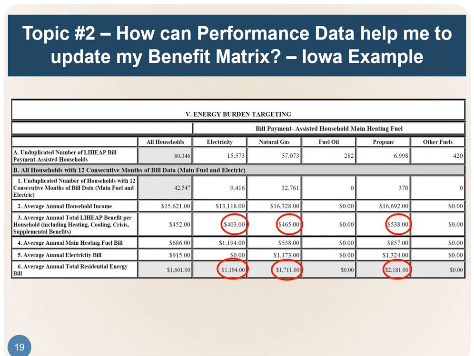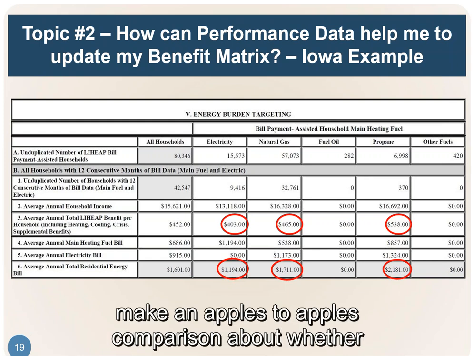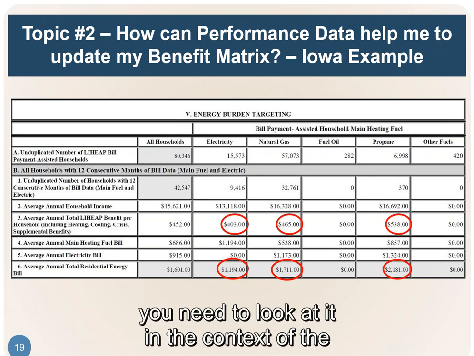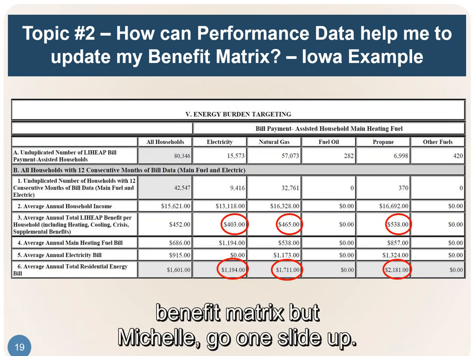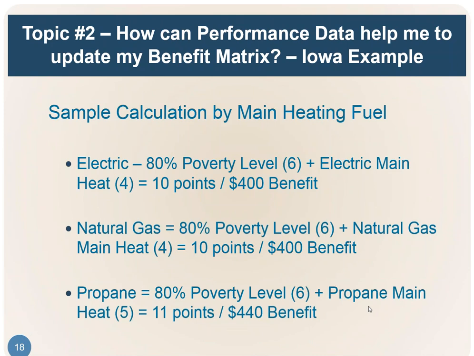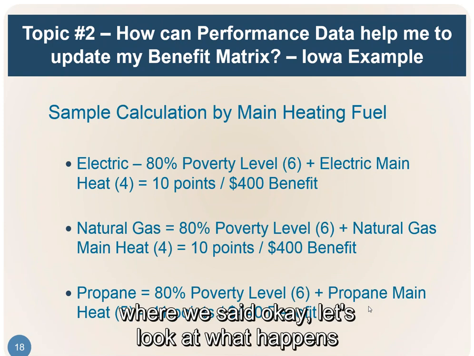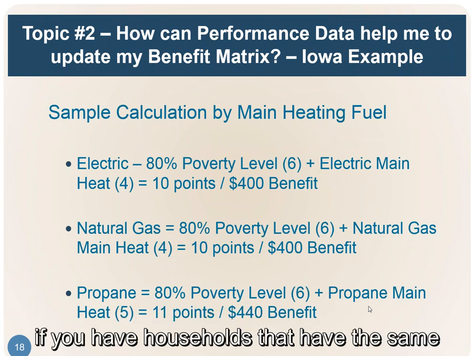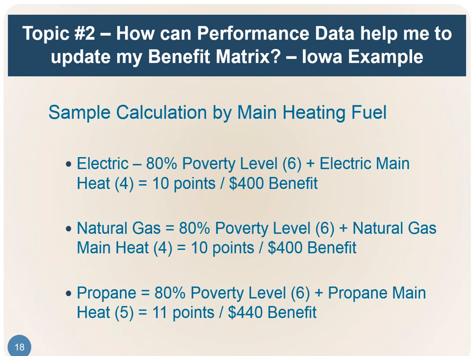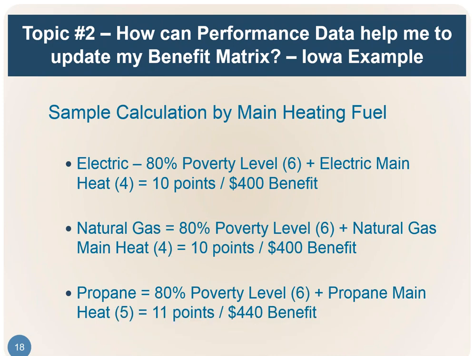You're absolutely right, Heather. You can't simply look at this form and make an apples-to-apples comparison about whether you're serving households correctly. You need to look at it in the context of the benefit matrix. But Michelle, go one slide up. That's why we did this slide number 18, where we said, okay, let's look at what happens if you have households that have the same characteristics. What benefit level do you give them?